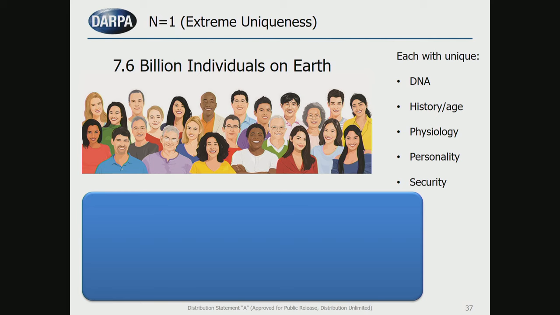And then my final example, extreme uniqueness. I think this is the coolest one, which I haven't really thought enough about, and I need your help. There are 7.6 billion individuals on Earth, each one of them with unique DNA, unique history since birth, unique physiology, personality, possibly security needs, because each one is a living and breathing person. So could we specialize for each person? Well, we know we have to bring the cost way, way down. Nobody's going to pay a $10 million cost to get an ASIC for themselves, unless you're a billionaire, maybe.